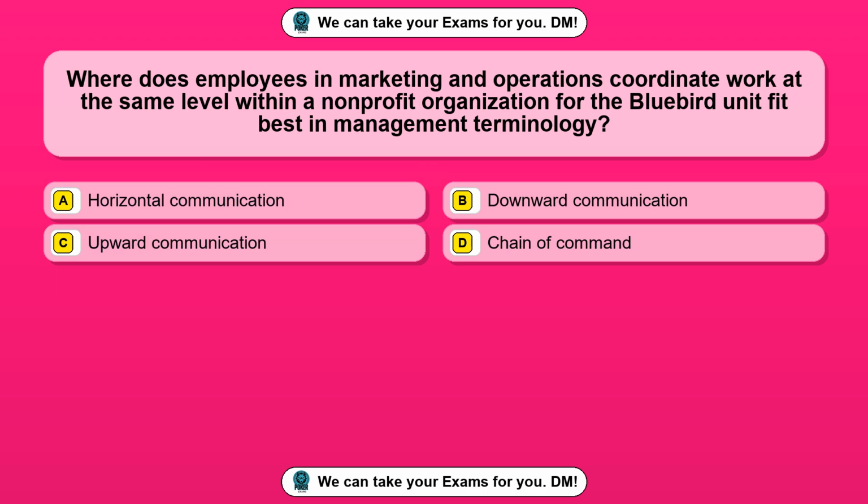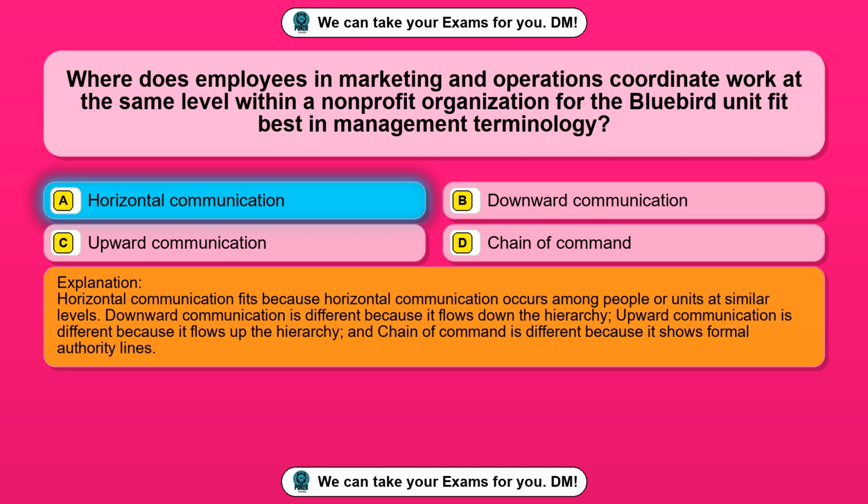Question 15. Where does employees in marketing and operations coordinating work at the same level within a nonprofit organization for the Bluebird unit fit best in management terminology? Option A, horizontal communication. Option B, downward communication. Option C, upward communication. Option D, chain of command. The correct answer is option A, horizontal communication.